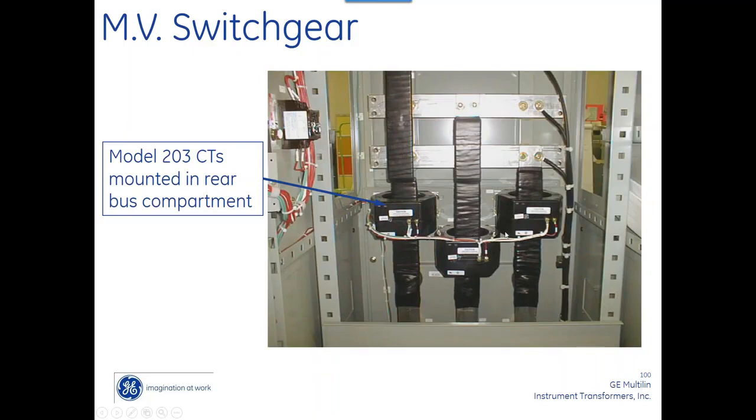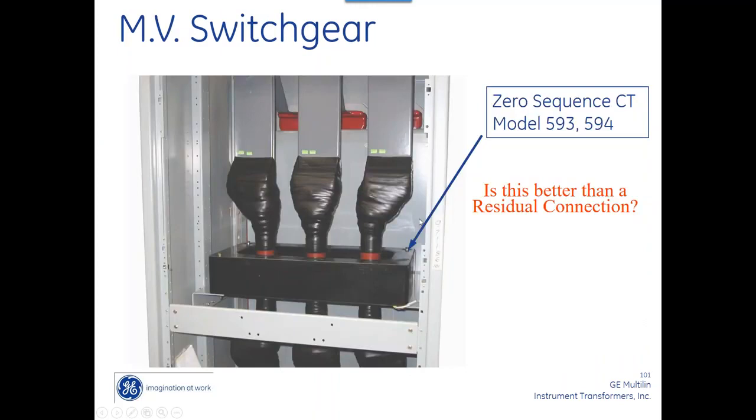Here's a model 203 that was actually put in some medium voltage switchgear. Here's a ground fault CT. So this is a zero sequence CT, right? Because it's going around all three conductors. So is this better than a residual connection? Yes, absolutely, because I don't have to worry about that 10% error.